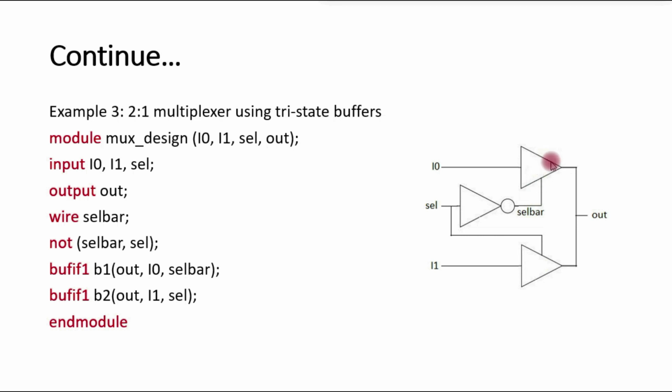So for B1, output is out, inputs are I0 and cell bar. So buff if 1, label B1, output is out, inputs are I0 and cell bar. For second buffer circuit, label is B2, output is out, inputs are I0 and cell and module.